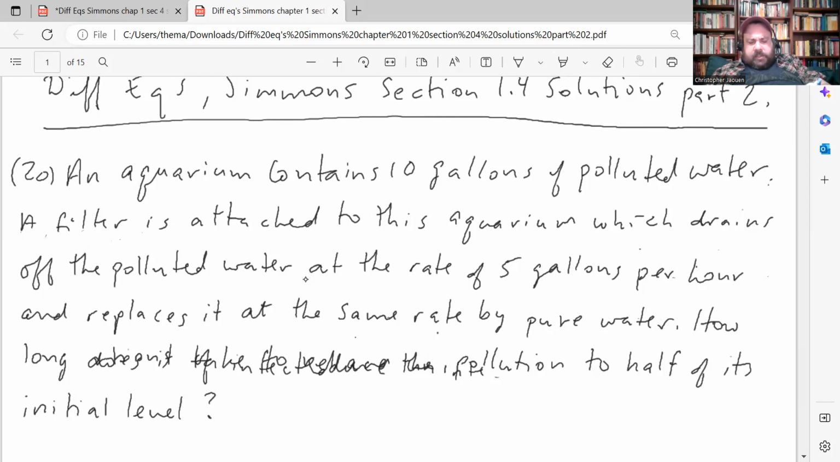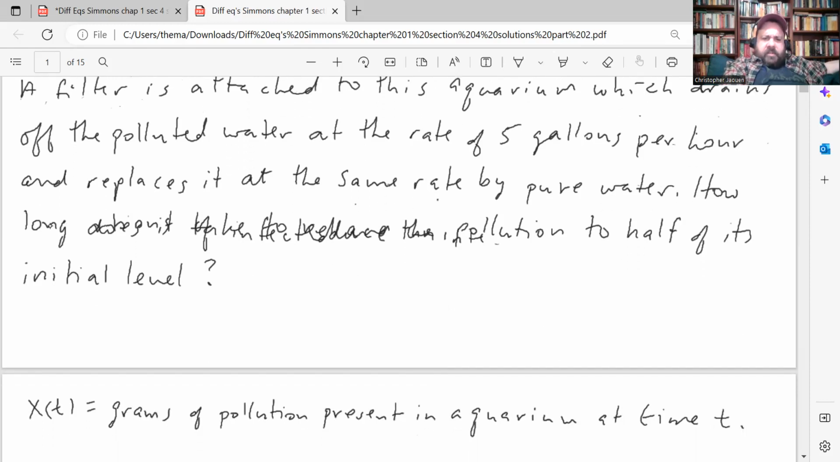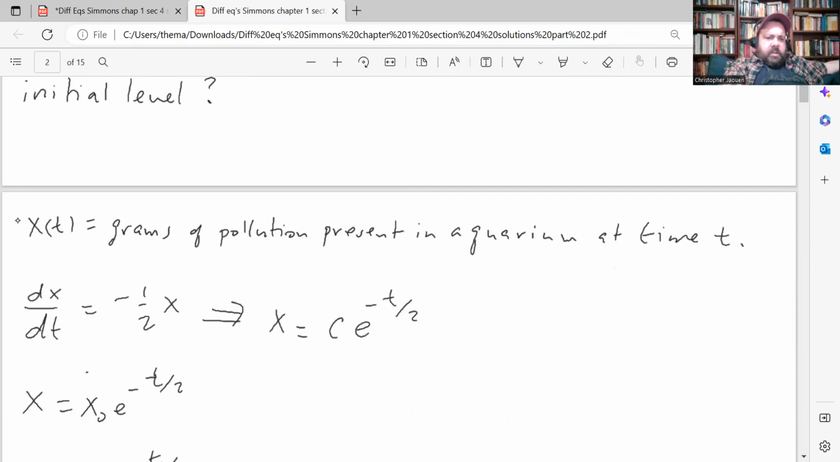Question number 20 says, an aquarium contains 10 gallons of polluted water. A filter is attached to this aquarium, which drains off the polluted water at a rate of 5 gallons per hour and replaces it at the same rate by pure water. How long does it take to reduce the pollution to half its initial level? Right, so that's what we want to solve. I hope the rest of the Jamboard doesn't have an issue like that, but I guess we'll see.